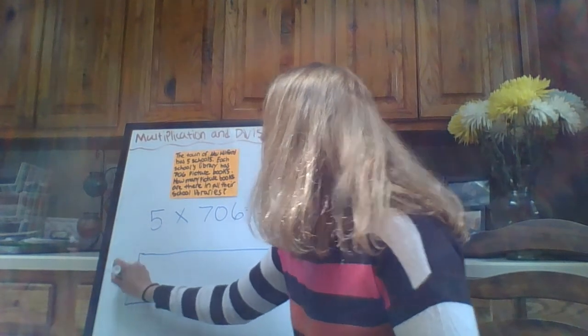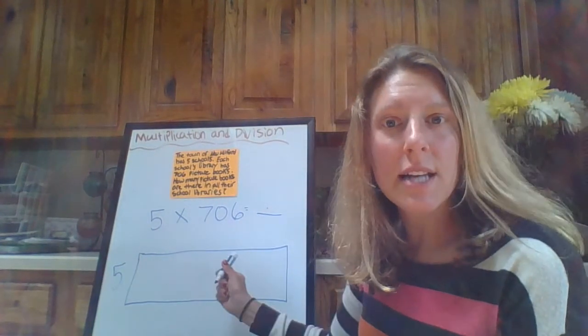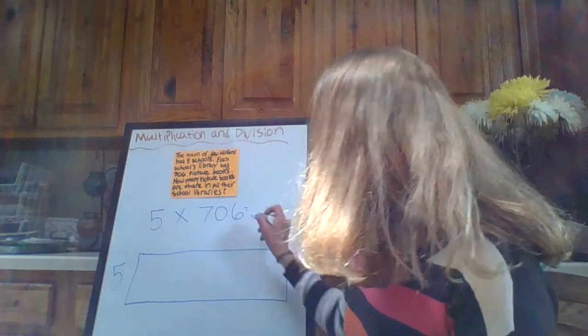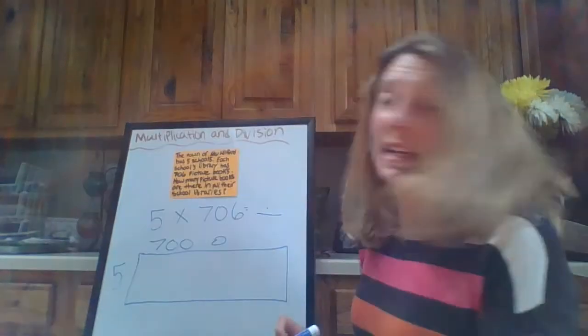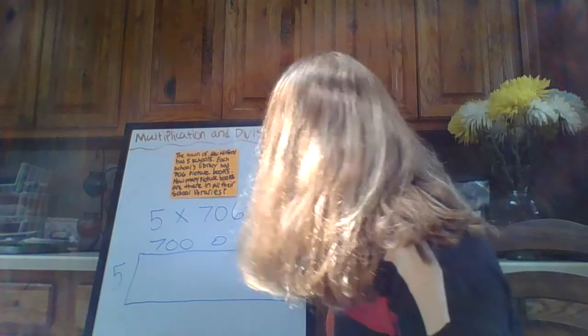I'll put 5 on the side. And then across the top, I'm going to break apart 706. So I have 700. I have 0 in the tens place. I'm just going to put it there. And then I have 6.